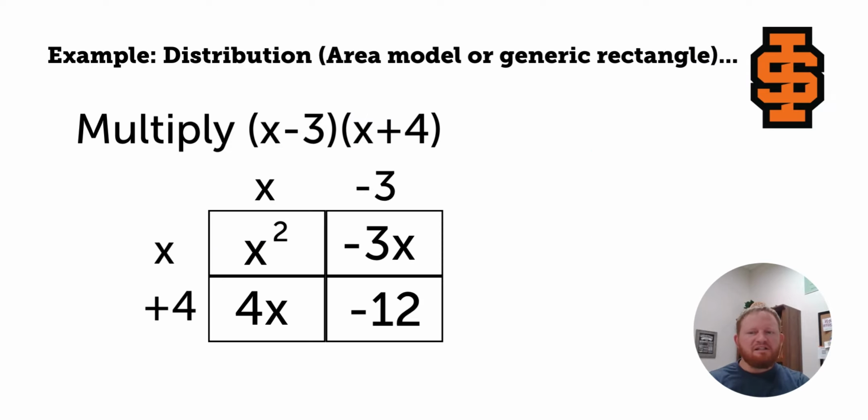So this is teaching the same concept and related to the area of a rectangle. This can be called an area model or a generic rectangle. On this model, the 2 binomials are the side length, and the task is to find the area. This allows students to connect with something they already know, how to find area.